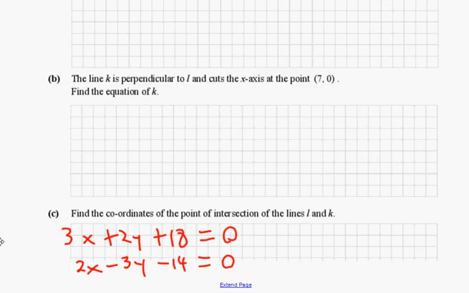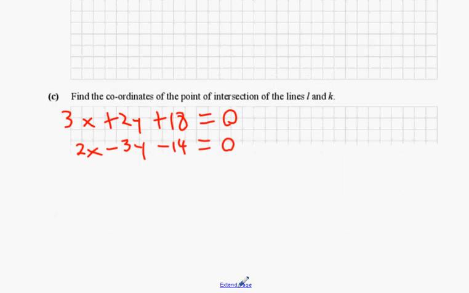Now guys, can anybody tell me, two random lines, how many times will they hit each other? If I draw two lines, how many times will they intersect each other? Unless what? Unless they're parallel. But these ones aren't parallel, they have different slopes, so they're definitely going to intersect once.